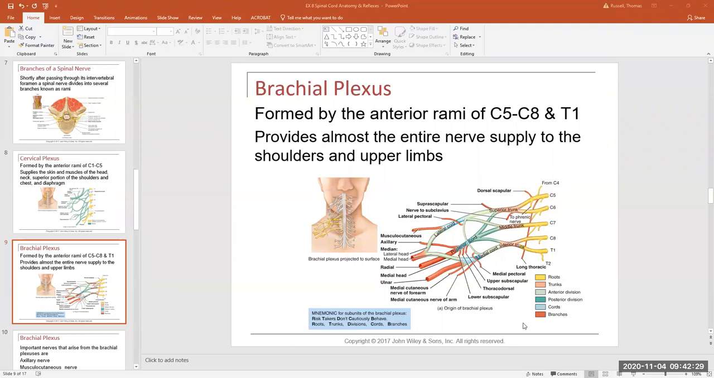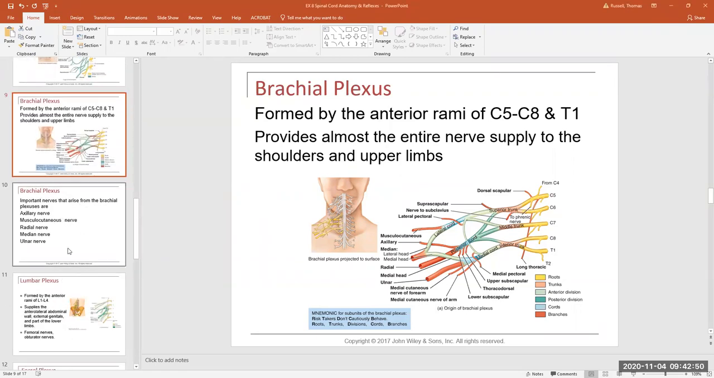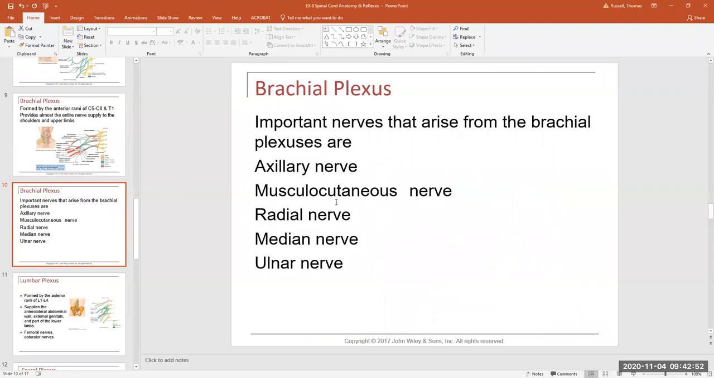So basically, just to speed up a little bit, just know what the plexuses are, which nerves are included at those levels, and then concentrate on the nerves I'm pointing out. The axillary nerve, the median, radial, and ulnar for the brachial plexus. All right. Now I listed them out on this slide right here. I did include musculocutaneous, but I don't think you have to identify that one. I really think it's axillary, radial, median, and ulnar for those.